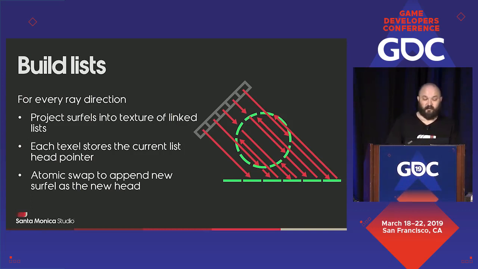So, let me go into a little bit more depth there. For every ray, we build an orthographic projection. On that projection is a texture where every texel is a head pointer of a linked list. And we just use a simple atomic swap operation as we're processing circles to hash them. Well, we hash them to their texel, and then we atomic swap them as the new head pointer.